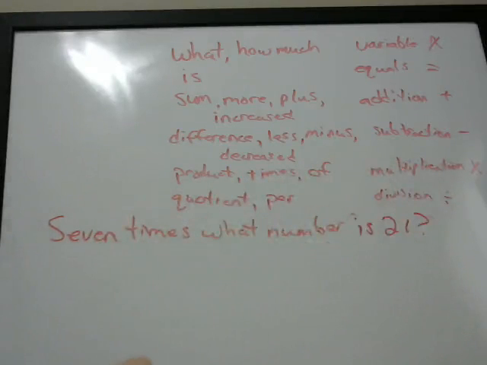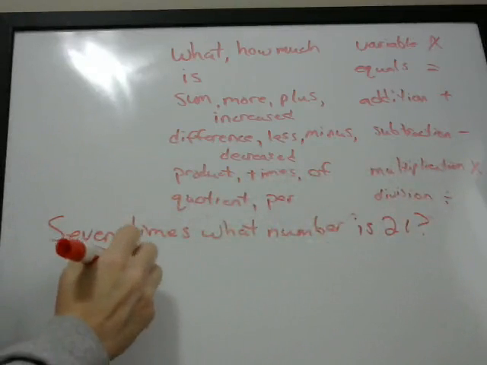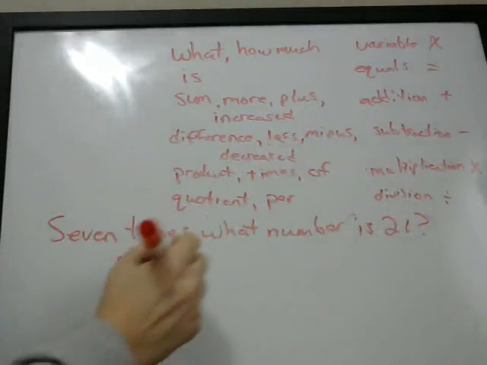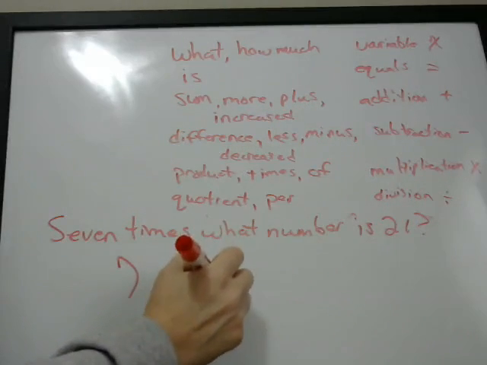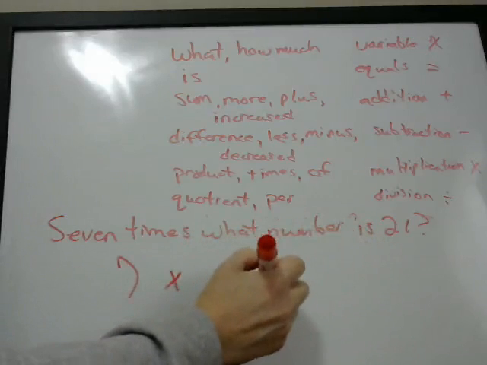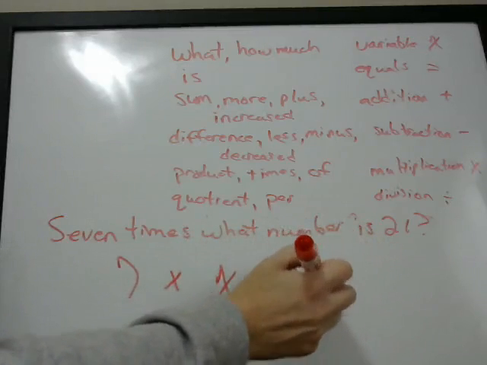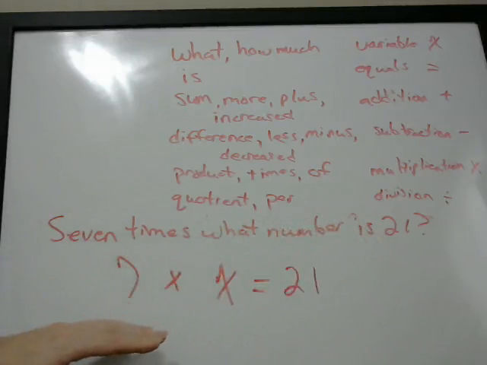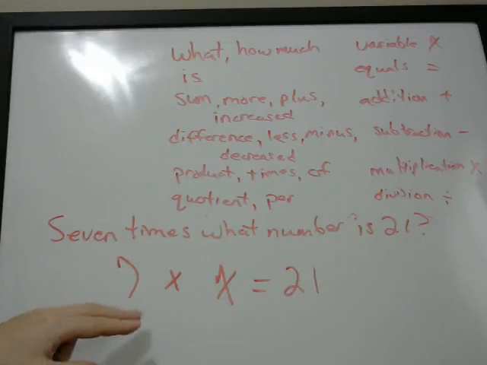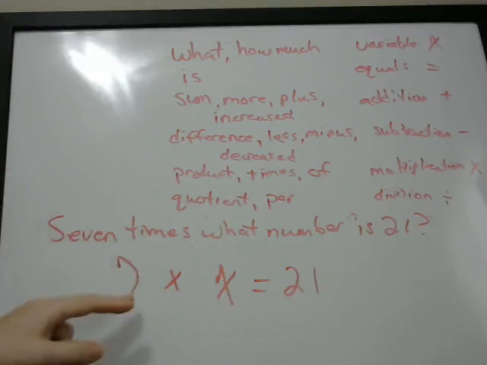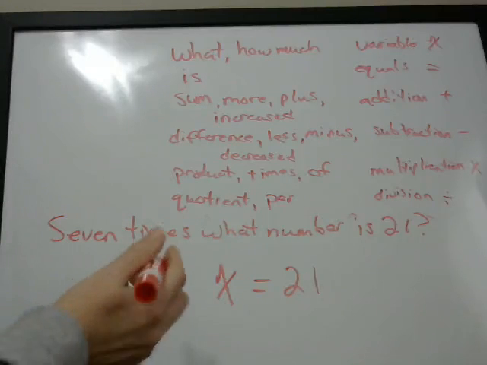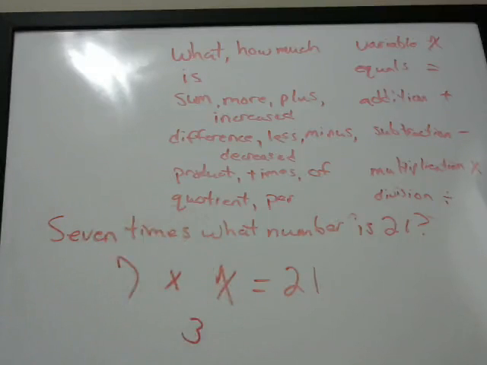Seven times what number is 21? 7 times means multiplication. What number, that's going to be our x, is means equals 21. So again, in the next video I'll show you how to solve this algebraically, but this is 7 times x equals 21. So what number times 7 is going to give you 21? And since we know multiplication tables, we're able to figure out that the answer is going to be x equals 3, because 3 times 7 is 21.